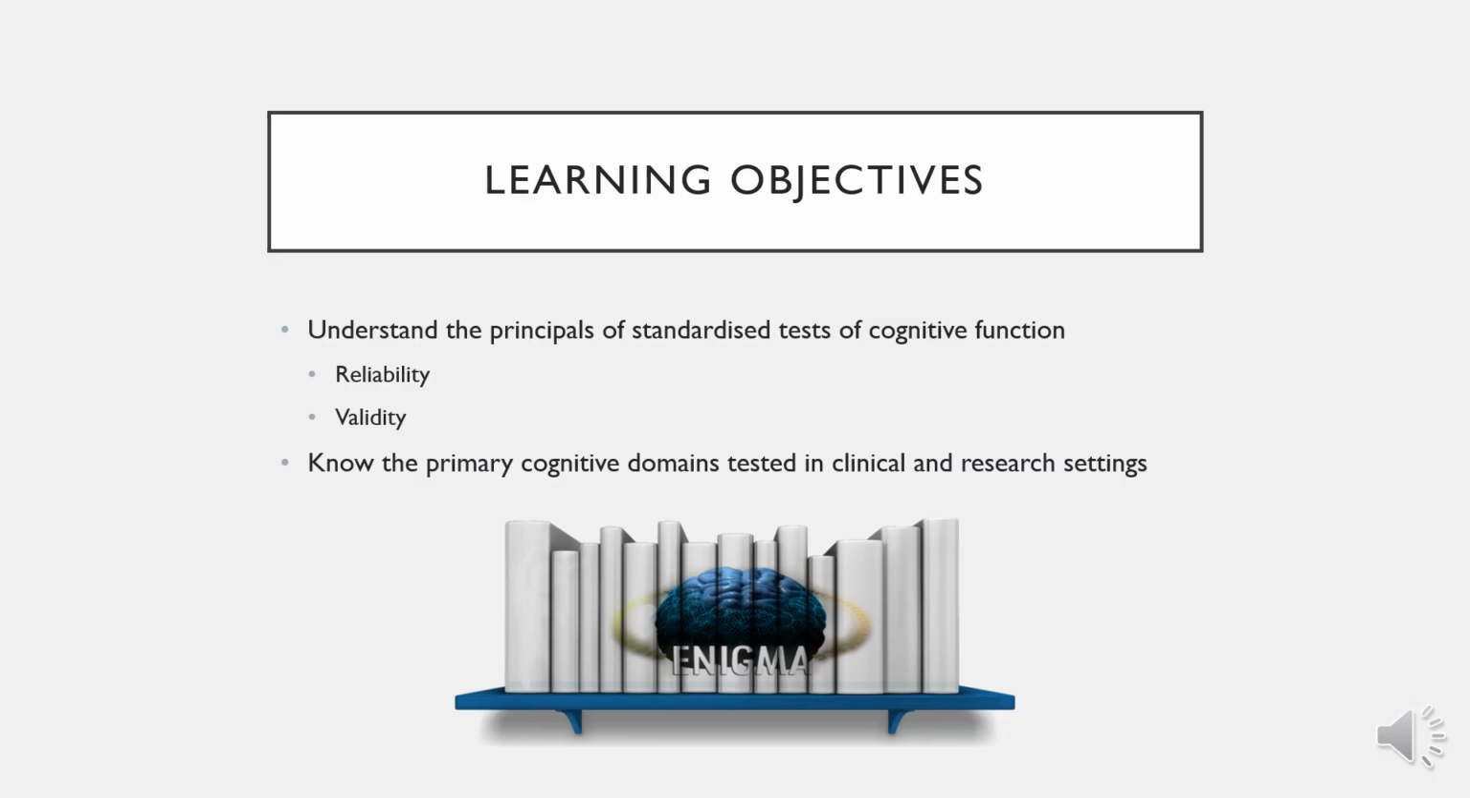There are three primary learning objectives to this module. By the end of the presentation, you'll have some understanding of the principles of standardized testing when it comes to looking at cognitive function and how the brain works. You'll understand the importance of reliability and validity when we're using cognitive tests and coming up with ways of testing the brain. And you'll understand the primary cognitive domains that are tested in both clinical and research settings.